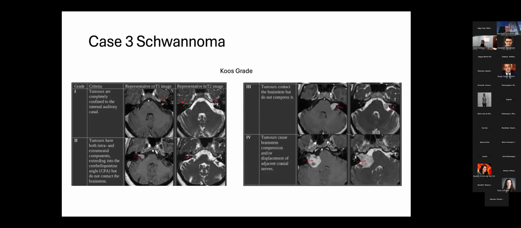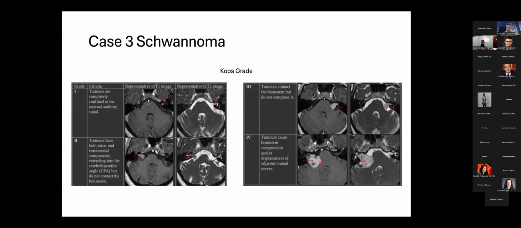So you can see Coos grade 1 is if the tumor does not expand beyond the petrous bone. Coos grade 2 is something that expands into the brainstem cistern but does not touch the brainstem. And Coos grade 3 touches the brainstem, and Coos grade 4 causes a deformation of the fourth ventricle or a significant deformation of the cerebellar peduncle or the brainstem.